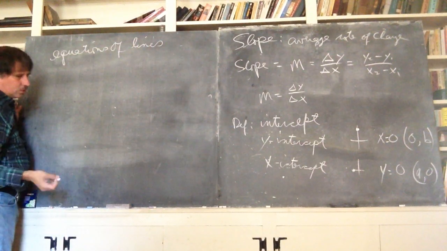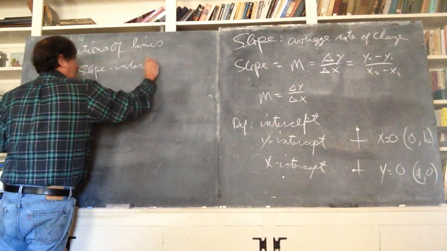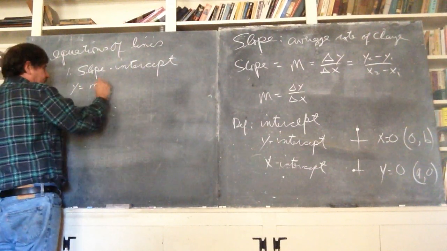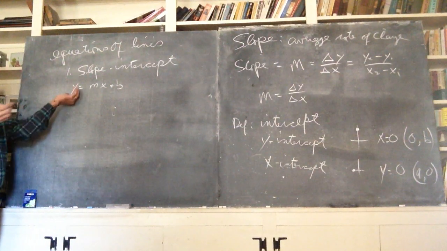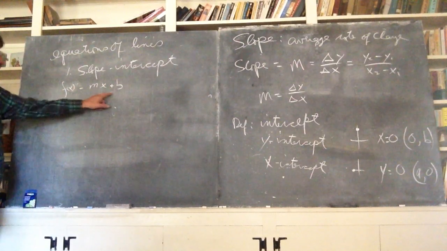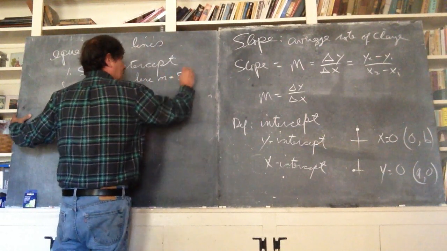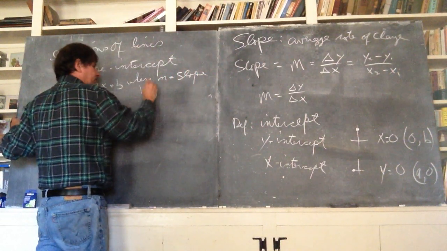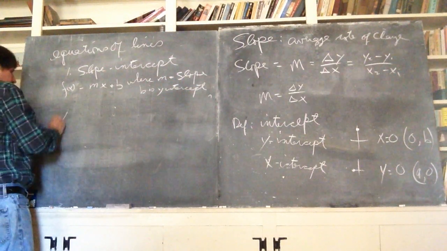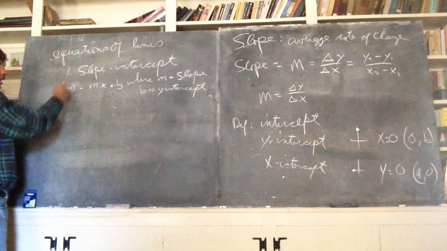There are different forms. I'll just list slope-intercept form first. Slope-intercept form looks like y equals mx plus b. By the way, if we're talking functions, I should really make this f of x, because this is pre-calculus. y equals mx plus b, where m is slope and b is y-intercept. That's one kind of equation of a line.